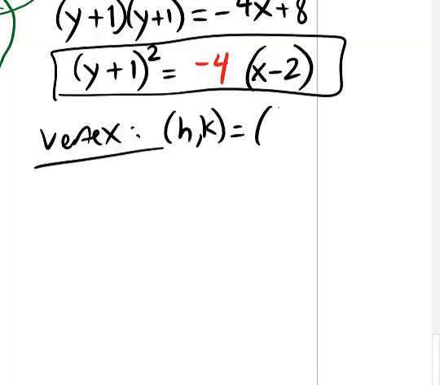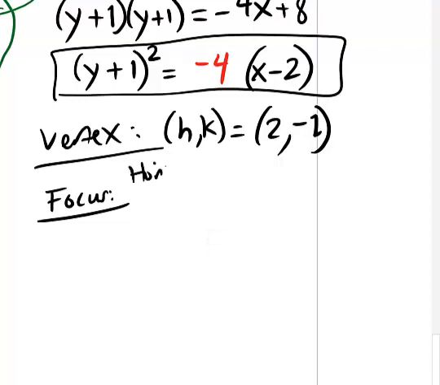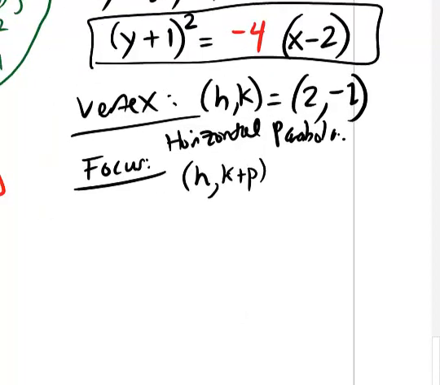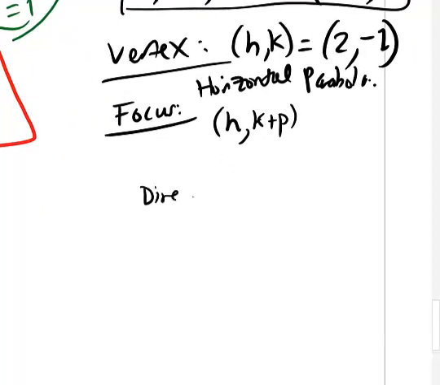So I look inside the parentheses with x. There's a 2. I change its sign. K, that's the guy inside the parentheses with y, but I change his sign as well. So it must be a negative 1. And then the focus, well, this equation has a y being squared. This is a horizontal parabola. So that means that the focus should be at the point h, k plus p. So once I find out what p is, I can fill that in, and then the directrix should be at the line y equals k minus p.